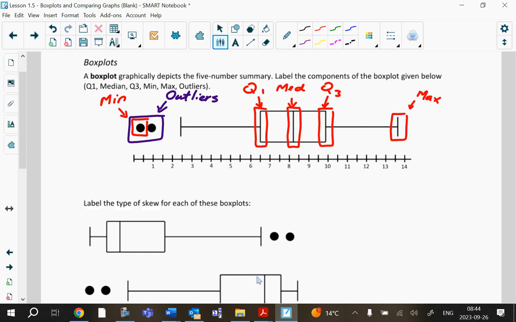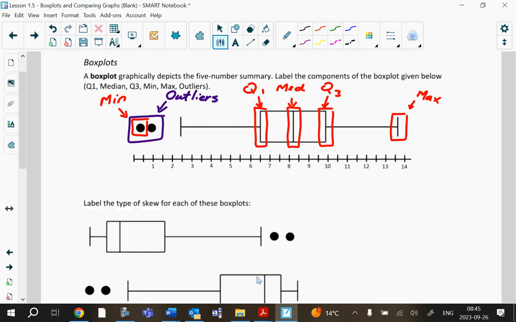Just like with other graphs relating to quantitative data, we can talk about things like skew, measures of center, and measures of variability, as well as outliers. Remember, everything below Q1 is 25% of the values. Everything between Q1 and the median is another 25%. Everything between the median and Q3 is another 25%, and everything above Q3 is 25%. That's how it's split up.